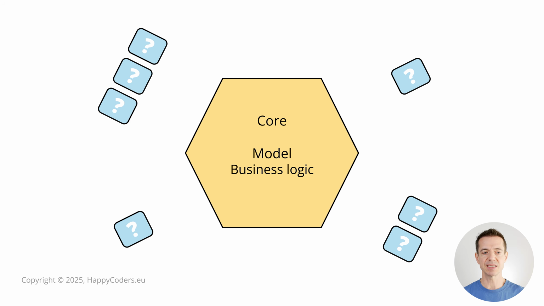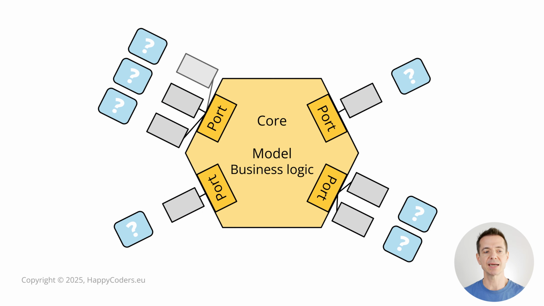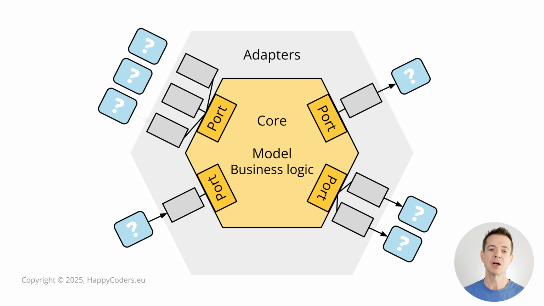And here is the infrastructure. I initially represented the infrastructure components as question marks because when we develop the business logic, we may not yet know which infrastructure components we will need. So, how can the core communicate with the outside world? The core defines interfaces, the so-called ports. And to these ports we connect the so-called adapters. And those adapters in turn communicate with the infrastructure components.